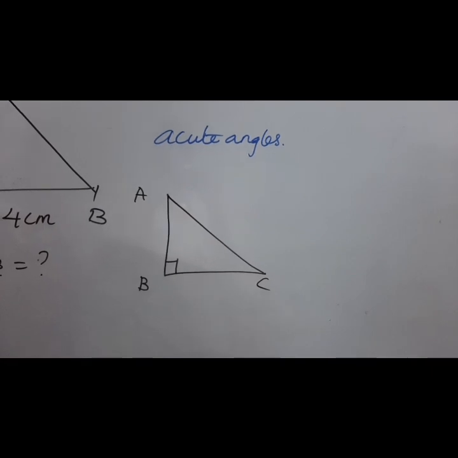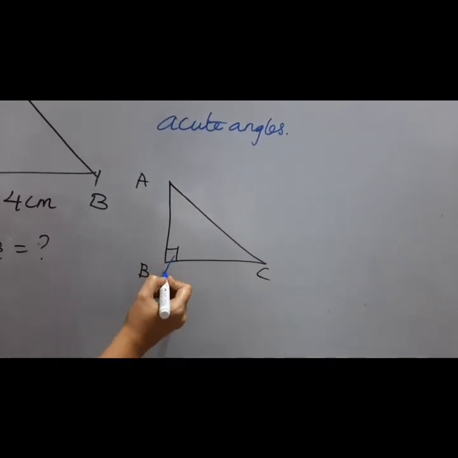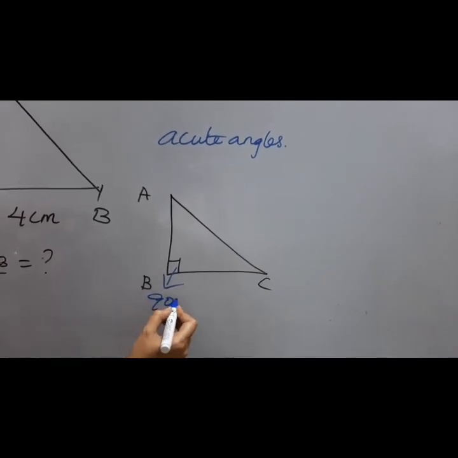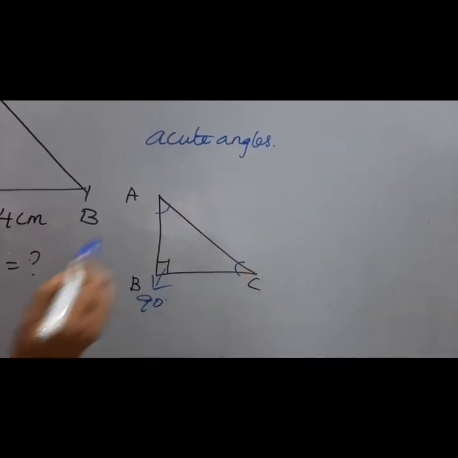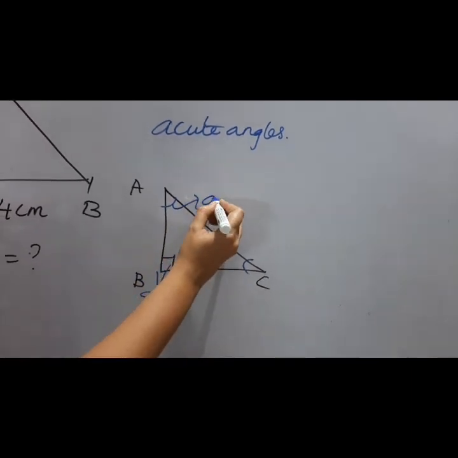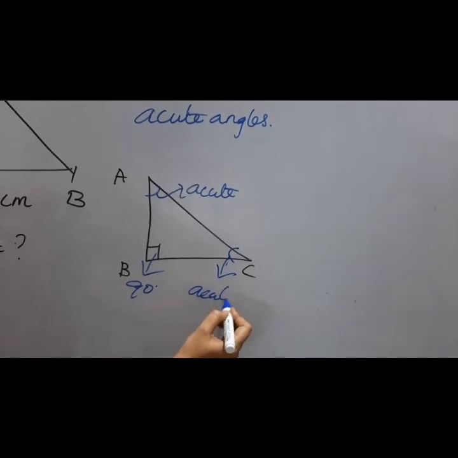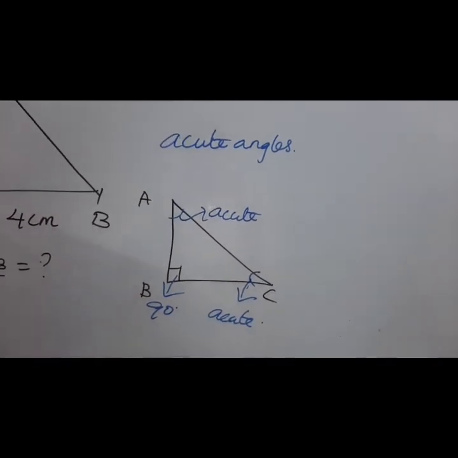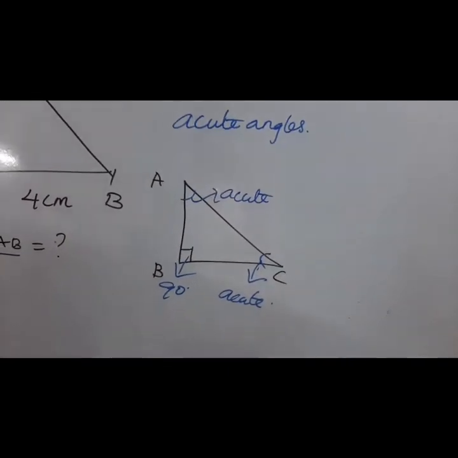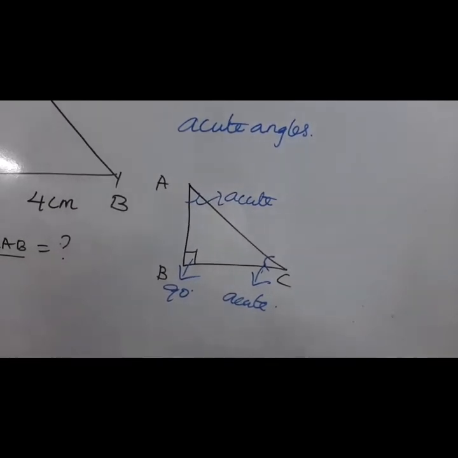And how many angles are there in a triangle? There are 3. If this angle is 90 degrees, the sum of the remaining two angles will be 90. If we split that, this will also be an acute angle. Angle C will also be an acute angle. So we are going to find out the values of acute angles in a right angle triangle. This is what we are going to study in this chapter.